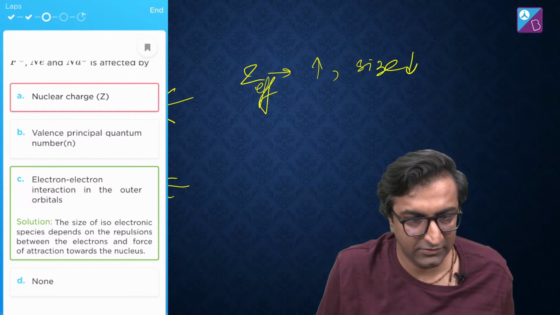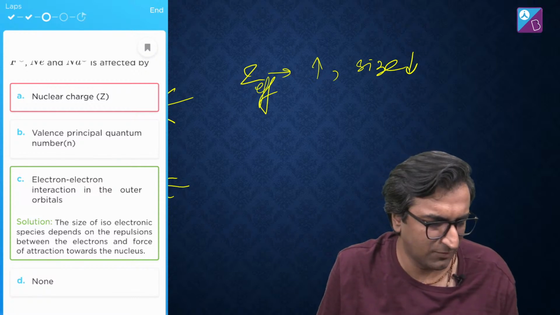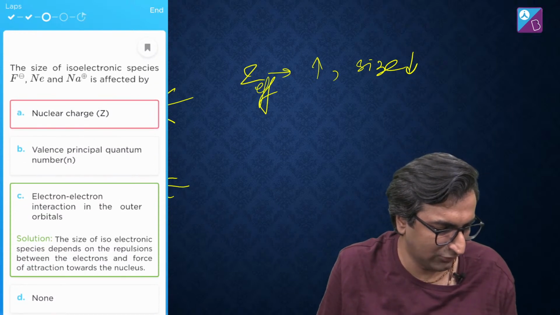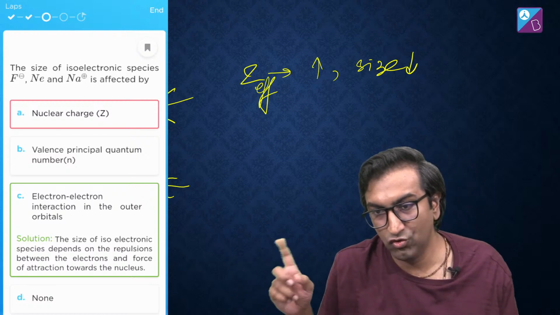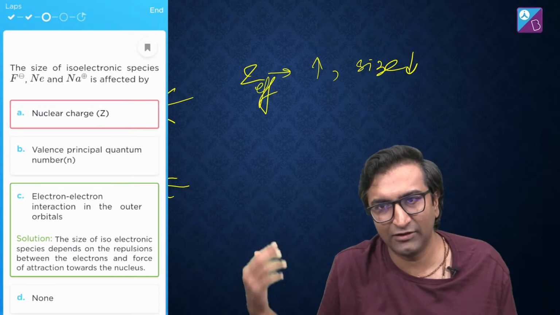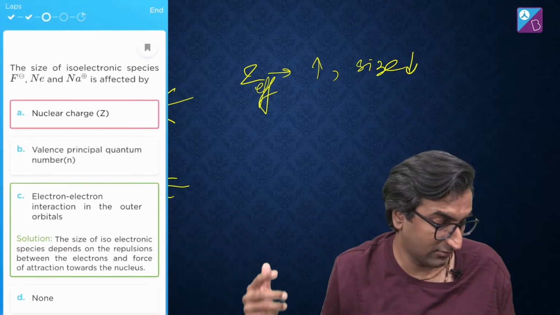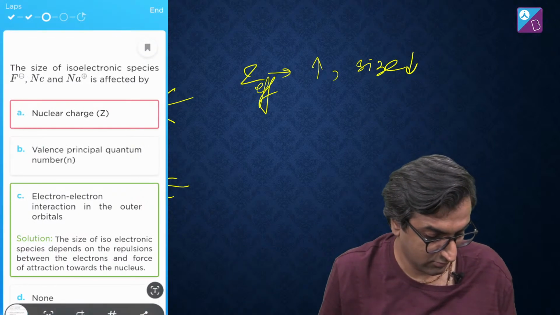Okay. हाँ, I think it should be A and C both. I'm going to send this to my team. I think दोनों होना चाहिए. Nuclear charge and electron interaction, right? इसलिए तो वो बड़ा हो जाता है. I think so. What do you guys think?